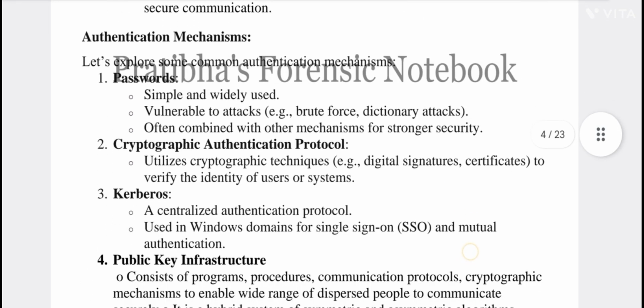Then the authentication mechanism, which I have already explained in my previous lecture. Authentication means identifying a person through a username and password. The second one is cryptographic authentication protocols, which can be used, for example, in digital signatures and certificates. Then Kerberos is a centralized authentication protocol used in Windows.